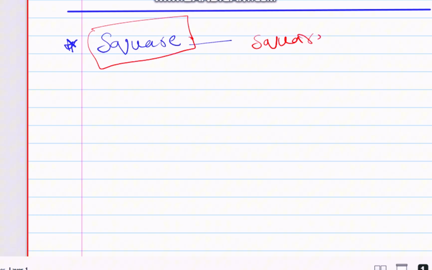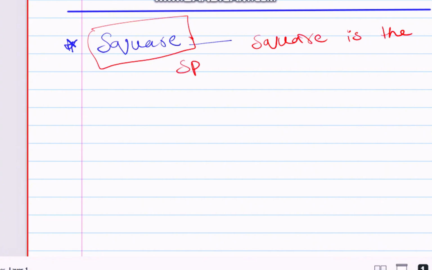Now one point I want to highlight here is the concept of squares. In geometry, the square is a very important entity. People ask what a square is. Basically a square is nothing but a special type of rectangle.